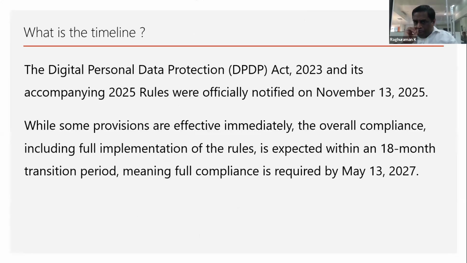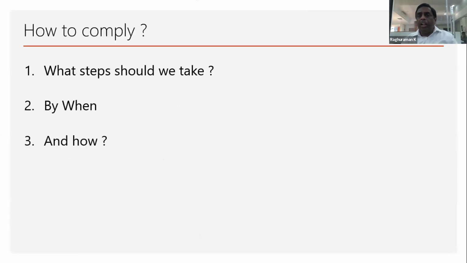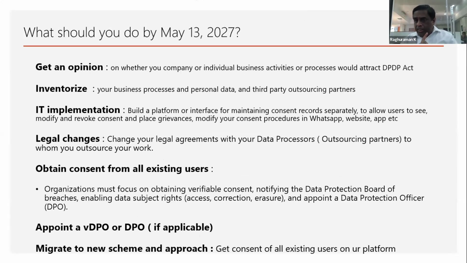And what is the timeline? Luckily, it is not tomorrow. You still have another 57 weeks, and May 13th, 2027 is the deadline. But why are we having this call today? Why are we having this webinar today when it is 1 year from now? For that, we will have to go to the next set of slides. This is the list of things you have to get done before you can call yourself compliant.